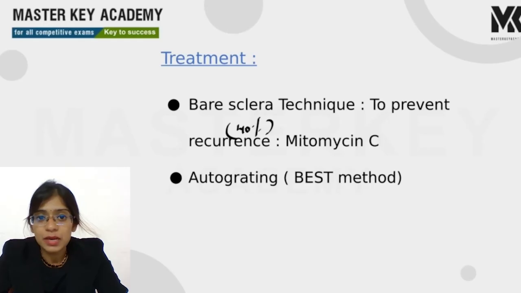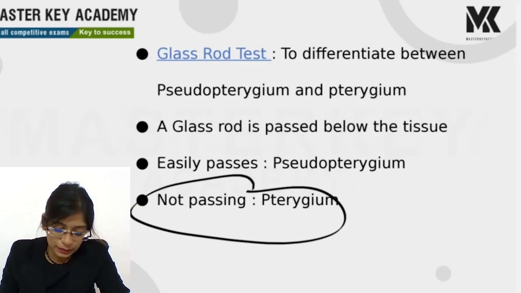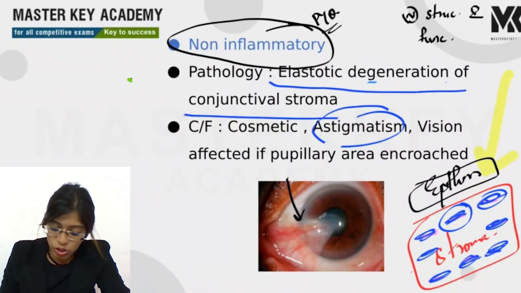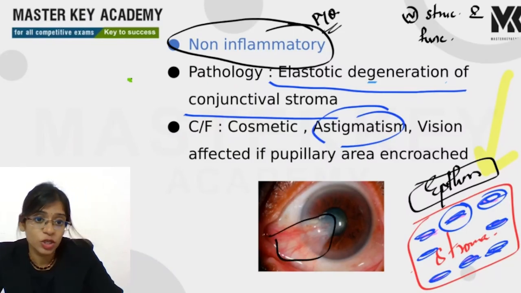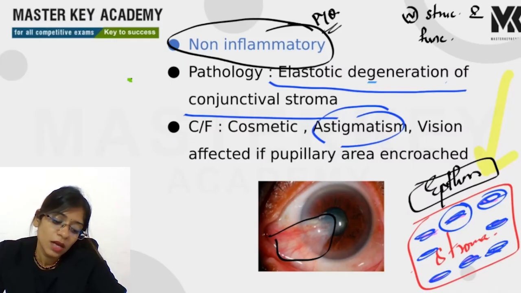Now the treatment is, we have something called the bare sclera technique. You know what you do in the bare sclera technique? As the name suggests, you just remove the pterygium. Once you remove the pterygium, what is left behind is the bare sclera. So that is why it is called the bare sclera technique. But there is a problem here.